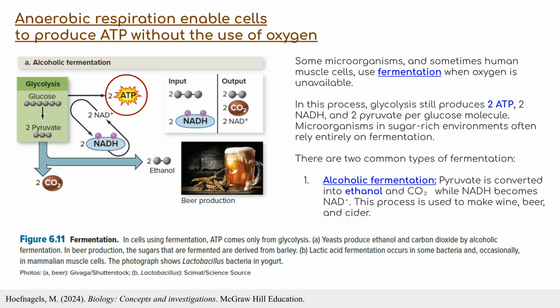When oxygen is not available, some cells produce ATP through anaerobic respiration, specifically fermentation. Glycolysis still occurs, producing 2 ATP per glucose molecule. Fermentation then converts pyruvate into ethanol and carbon dioxide, while NADH is converted back into NAD+. This regeneration allows glycolysis to continue. Fermentation does not produce additional ATP, but enables cells to survive short-term oxygen shortages.